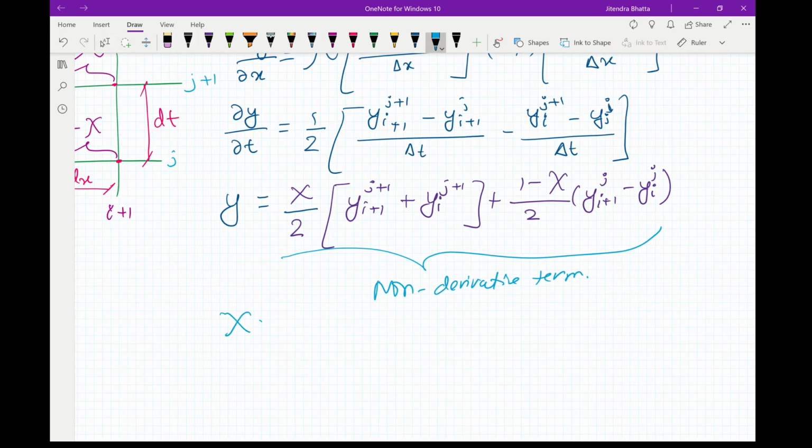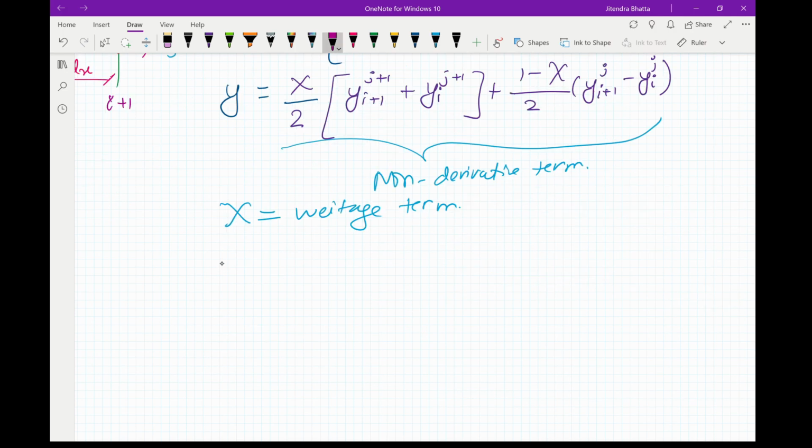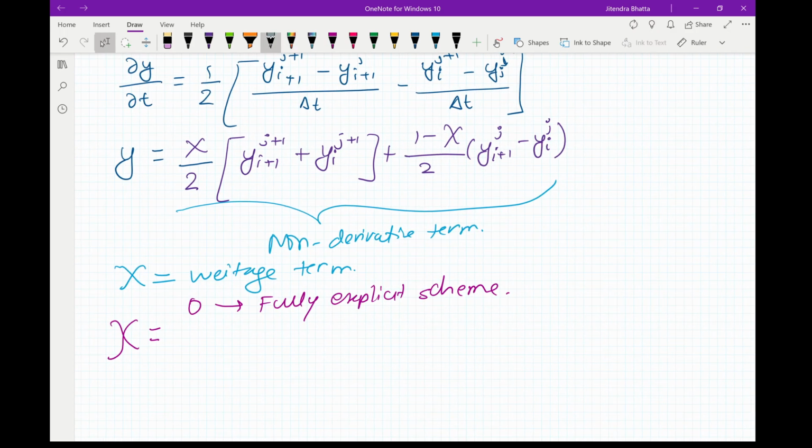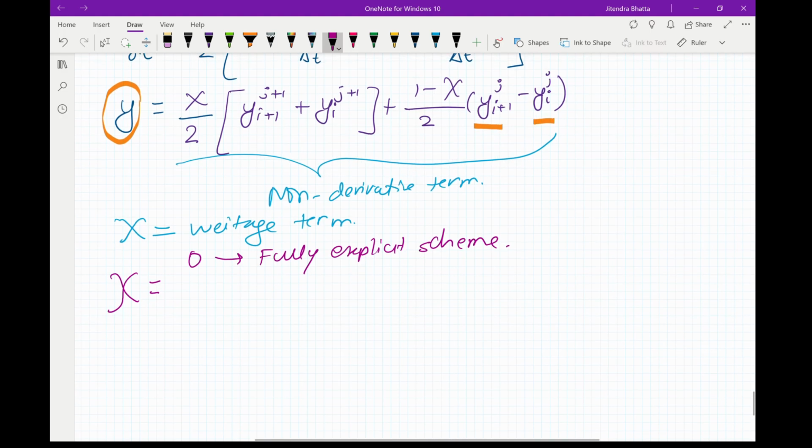Chi is known as the weightage term. We can have different values of chi. If chi equals 0, then this will be known as the fully explicit scheme. If you assume chi equals 0, then your y can be directly obtained by half of this plus this. If you use 0.5, then this is known as the box scheme.